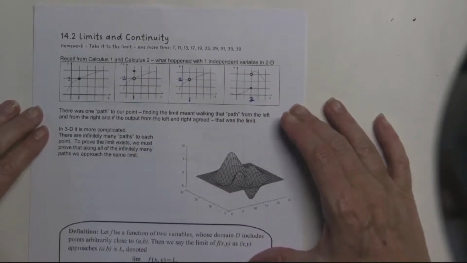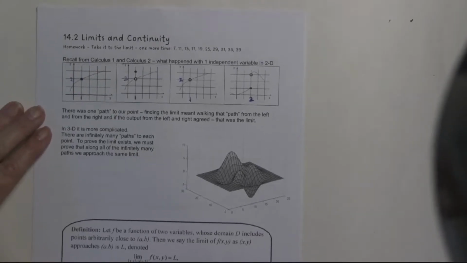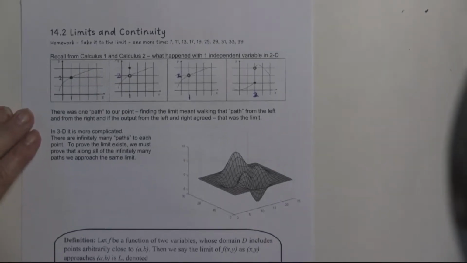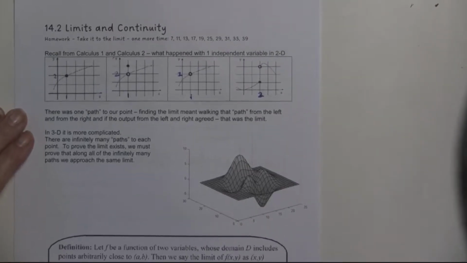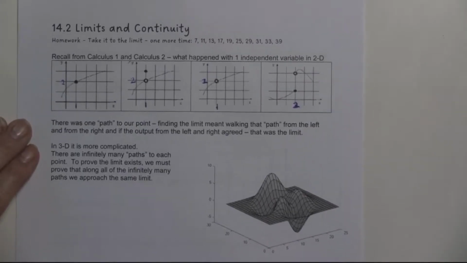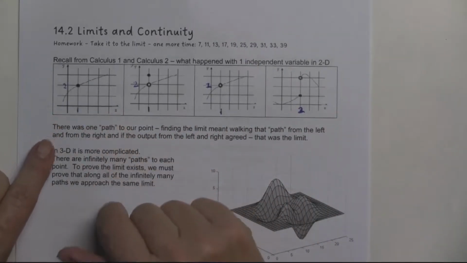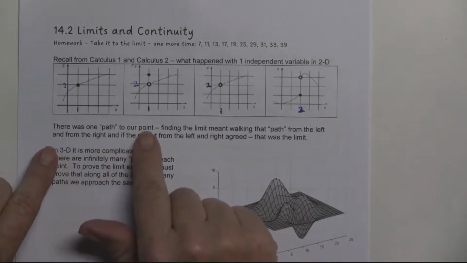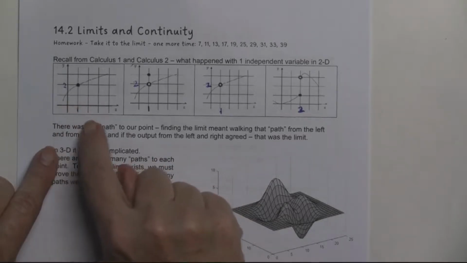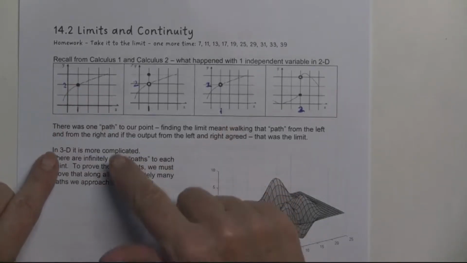So this is from Calc 1, a little bit of a review, and Calc 2 as well, on limits, when we had one independent variable and one dependent variable. I'm zooming in just a little bit. The idea is there was just one path to our point. I labeled this 1 and this height 2, just so we can look at it.